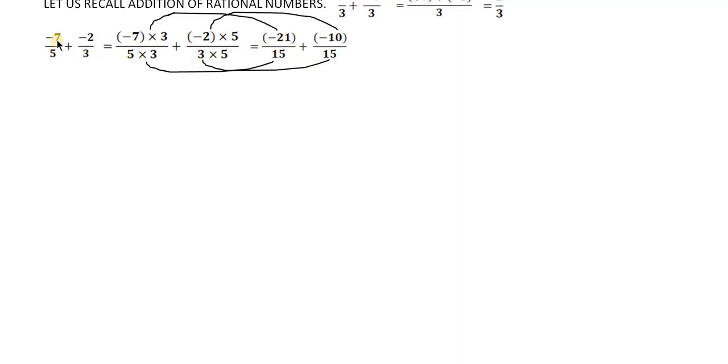So this way, this fraction is converted into an equivalent fraction with 15 as the denominator, where 15 is the LCM of 5 and 3. Okay. So in the next step, if these are like fractions, instead of adding these, you can add this. So 15 you have taken, you will have to add minus 21 and minus 10. So that is what comes here, and it is equal to two negative numbers added, you will get negative, and the total is minus 31 by 15.